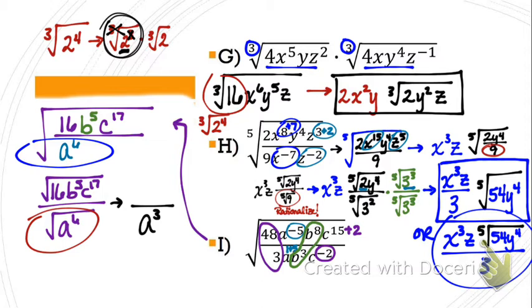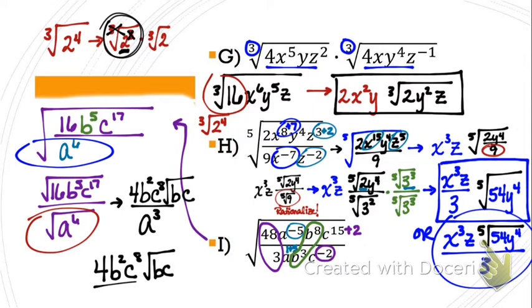Square root of 16? 4. Can I simplify b to the 5th at all? B squared. B squared can come out. And I still have a b left here. And then c. C to the 8th. And I still have 1 left. So my final answer would be 4b squared c to the 8th square root of bc all over a cubed.